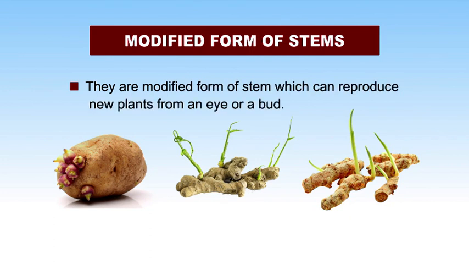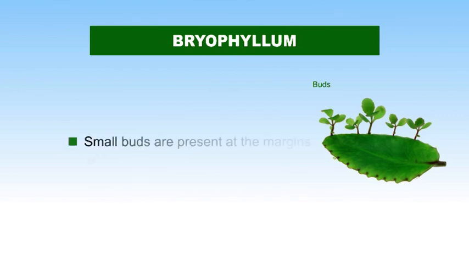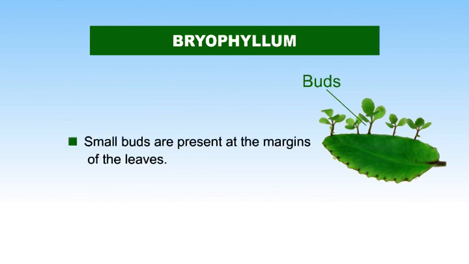Like potato, ginger and turmeric are also modified forms of stem which can produce new plants from an eye or a bud. Children, now we are going to see how the leaf of a plant helps in the process of reproduction. In this picture, we observe that small buds are present on the margins of the leaves. The buds develop into new plants. The leaf which you have seen has come from a plant known as bryophyllum.